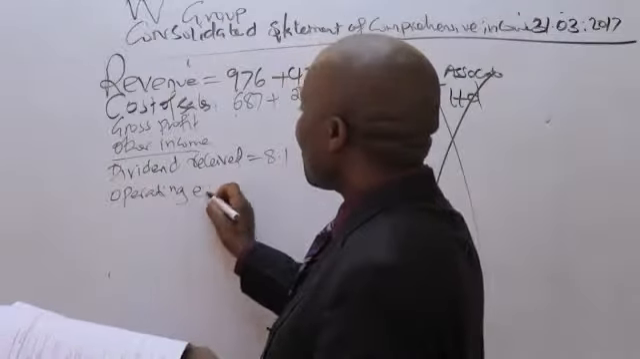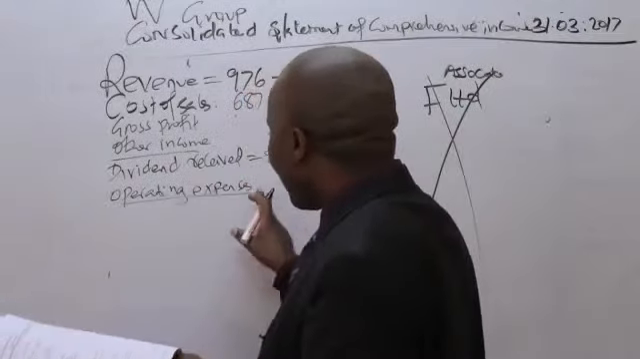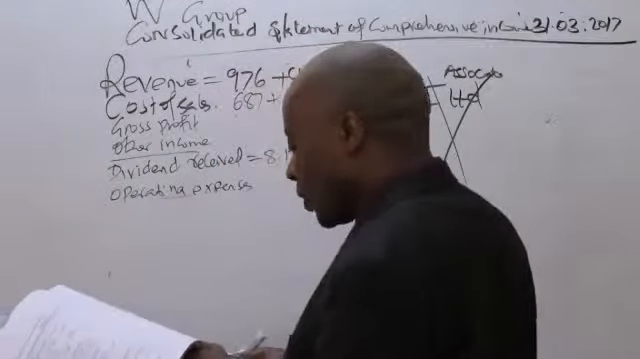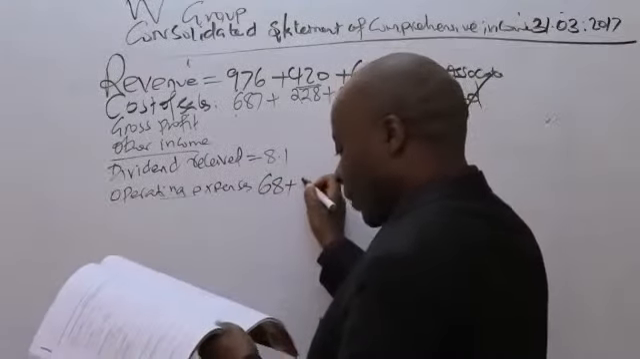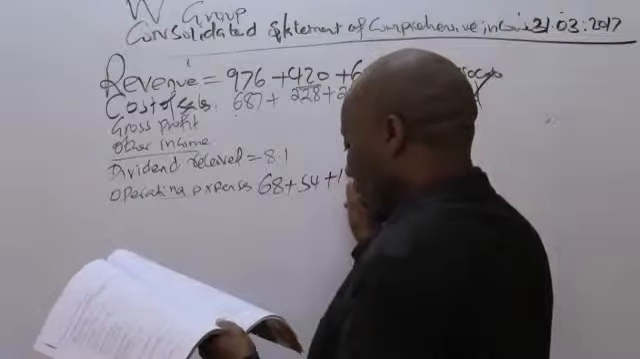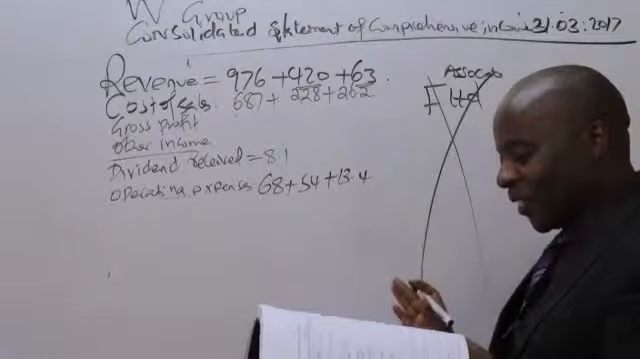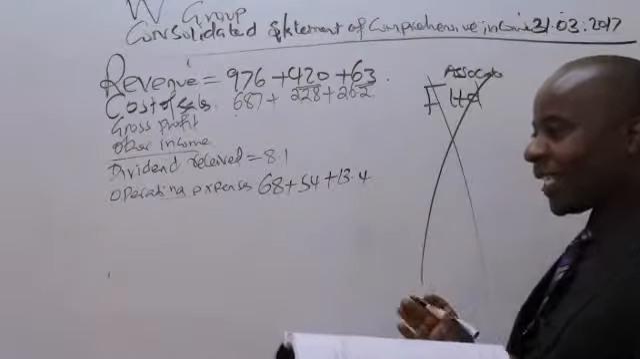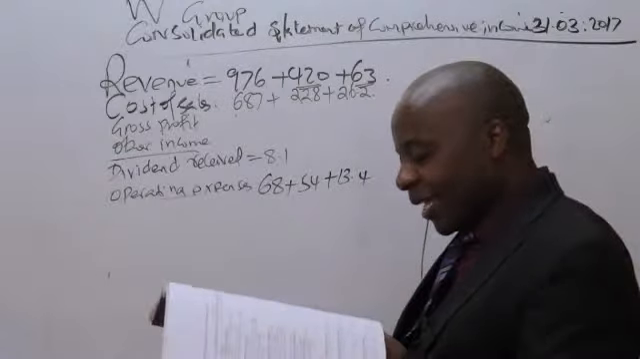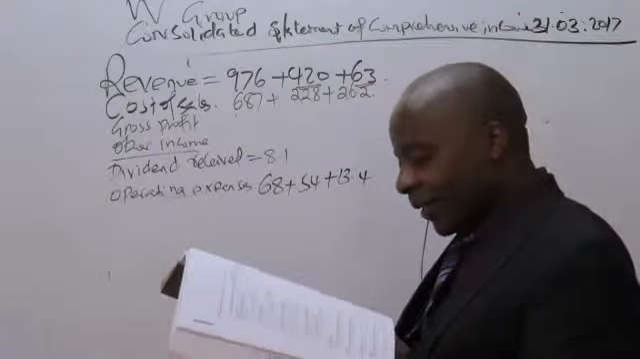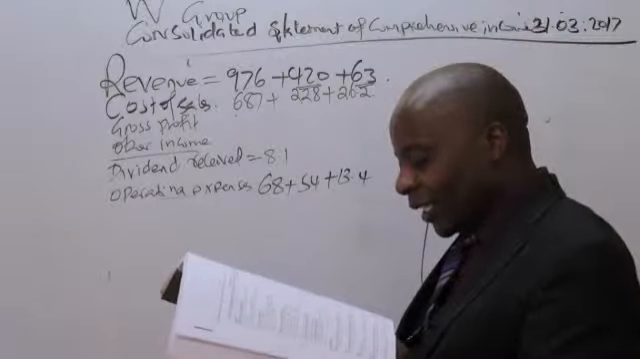Operating expenses, what do we have there? Just consolidate them because they've been given line by line. So we have 68 plus 54 plus 13.4. Don't take your calculator yet. Excuse me? Yes. Other income is 6.1. Or other income is 6.1. And then we have dividends received, 8.1.